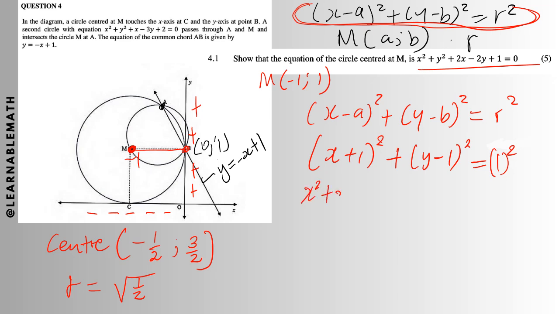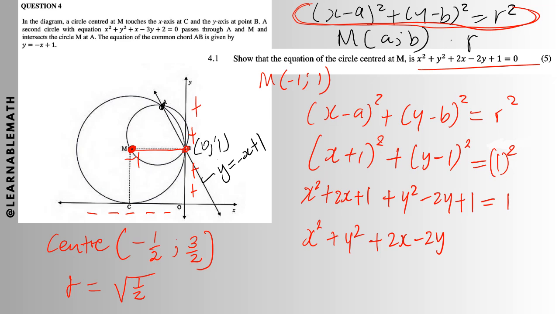It's x squared plus 2x plus 1 plus y squared minus 2y plus 1 is equals to 1. Okay, then you can show them that indeed it's the same as that, x squared plus y squared plus 2x minus 2y, right? So 1 will cancel with another 1.